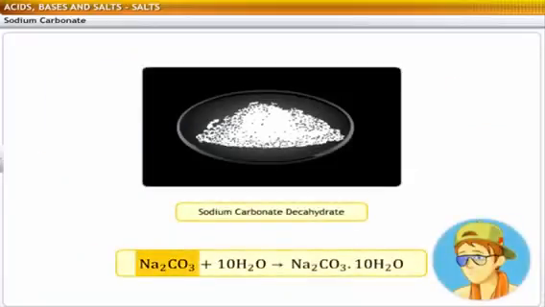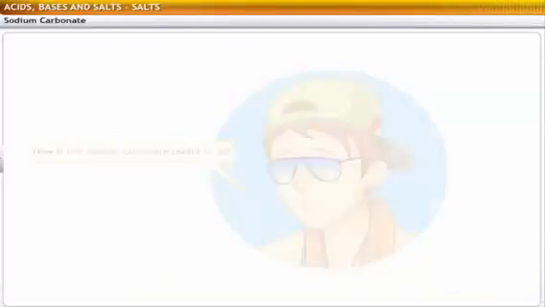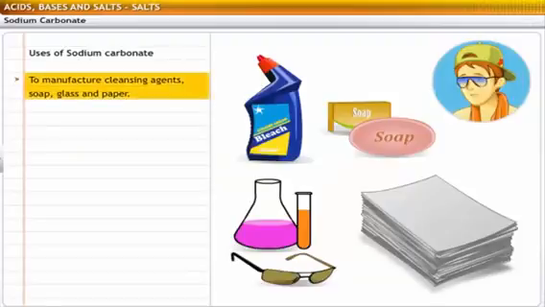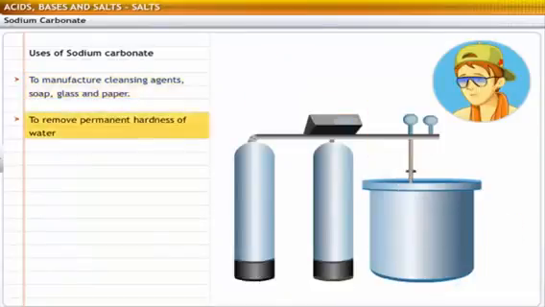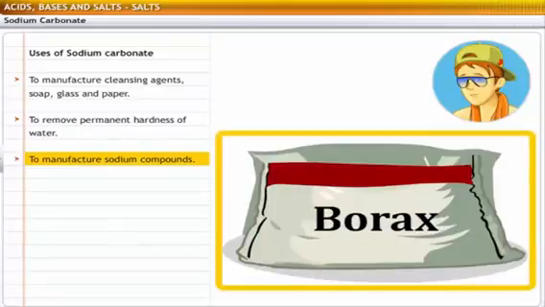The anhydrous sodium carbonate is dissolved in water and recrystallized to sodium carbonate decahydrate. How is this sodium carbonate useful to us? Sodium carbonate is used to manufacture cleansing agents, soap, glass, paper, etc. It is also used for removing the permanent hardness of water. It is used to remove the dissolved salts in the water and make the water clean for drinking. It is even used to manufacture sodium compounds like borax, which is used as a cleansing agent.